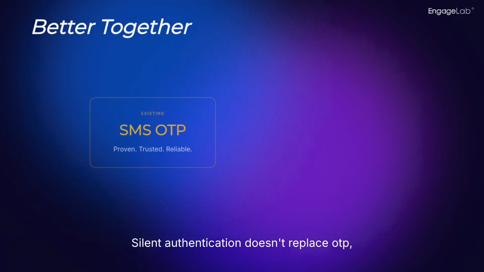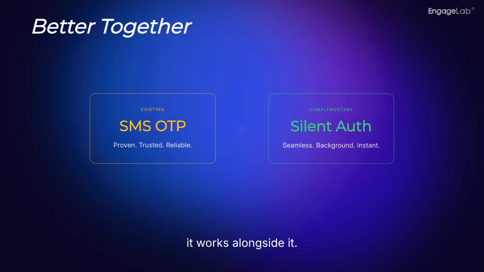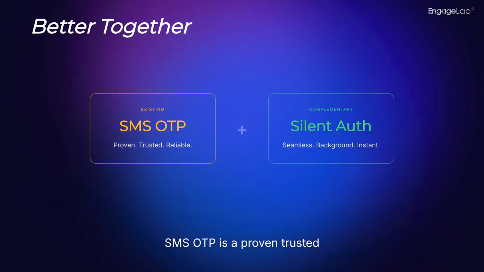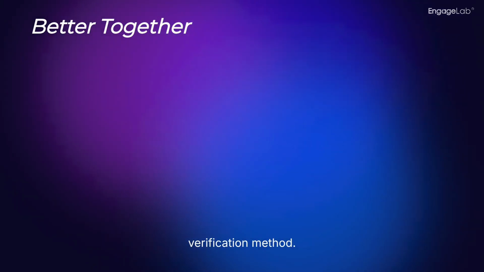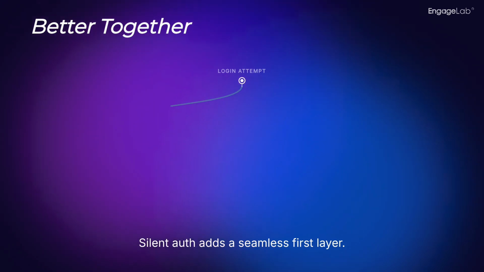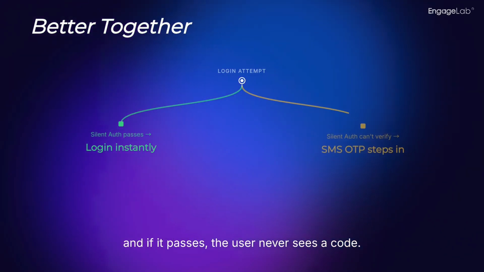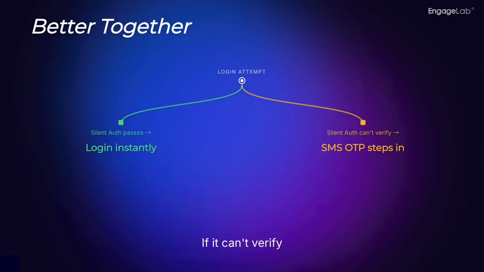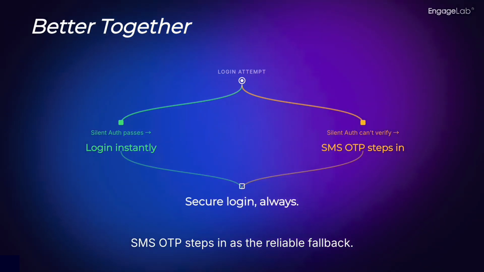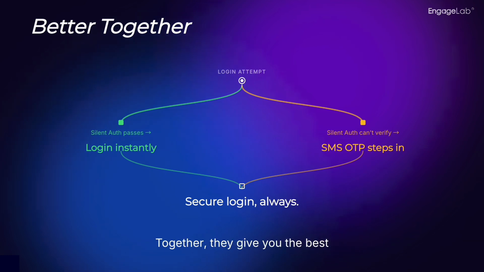Silent authentication doesn't replace OTP. It works alongside it. SMS OTP is a proven, trusted verification method. Silent Auth adds a seamless first layer. It checks silently in the background, and if it passes, the user never sees a code. If it can't verify, SMS OTP steps in as the reliable fallback.